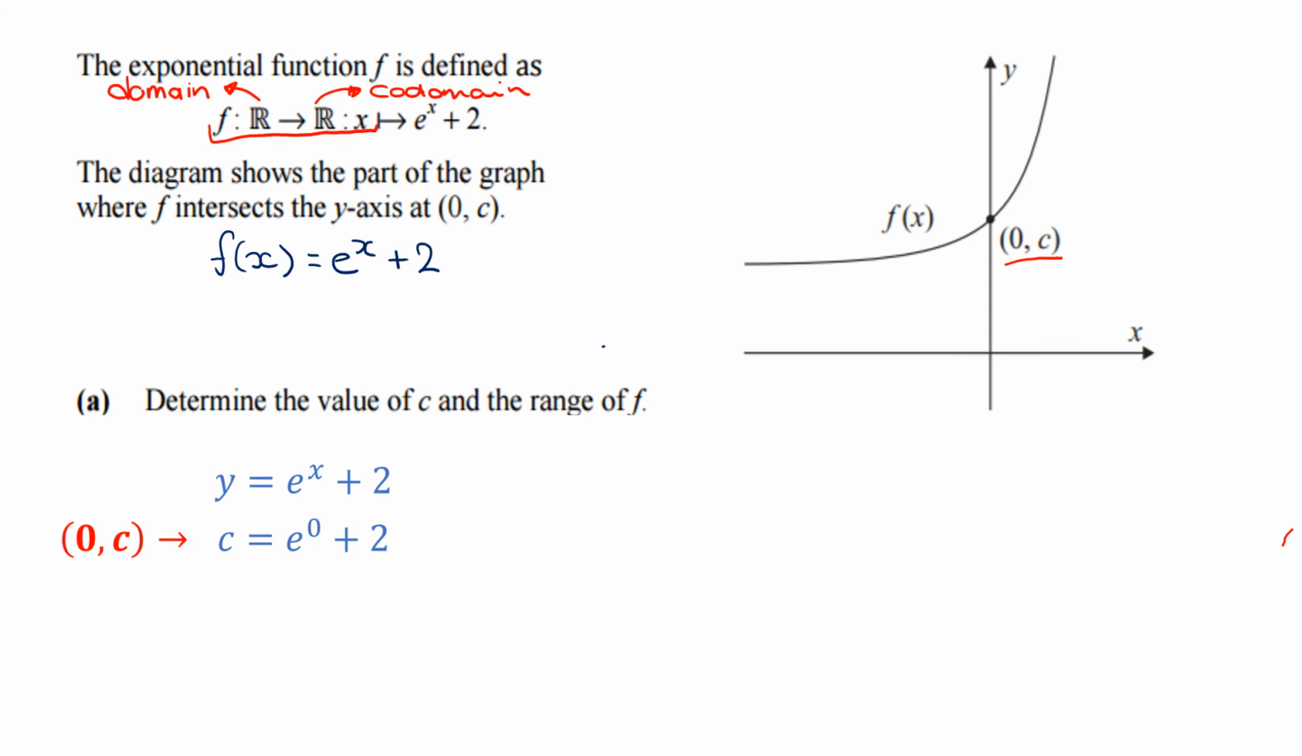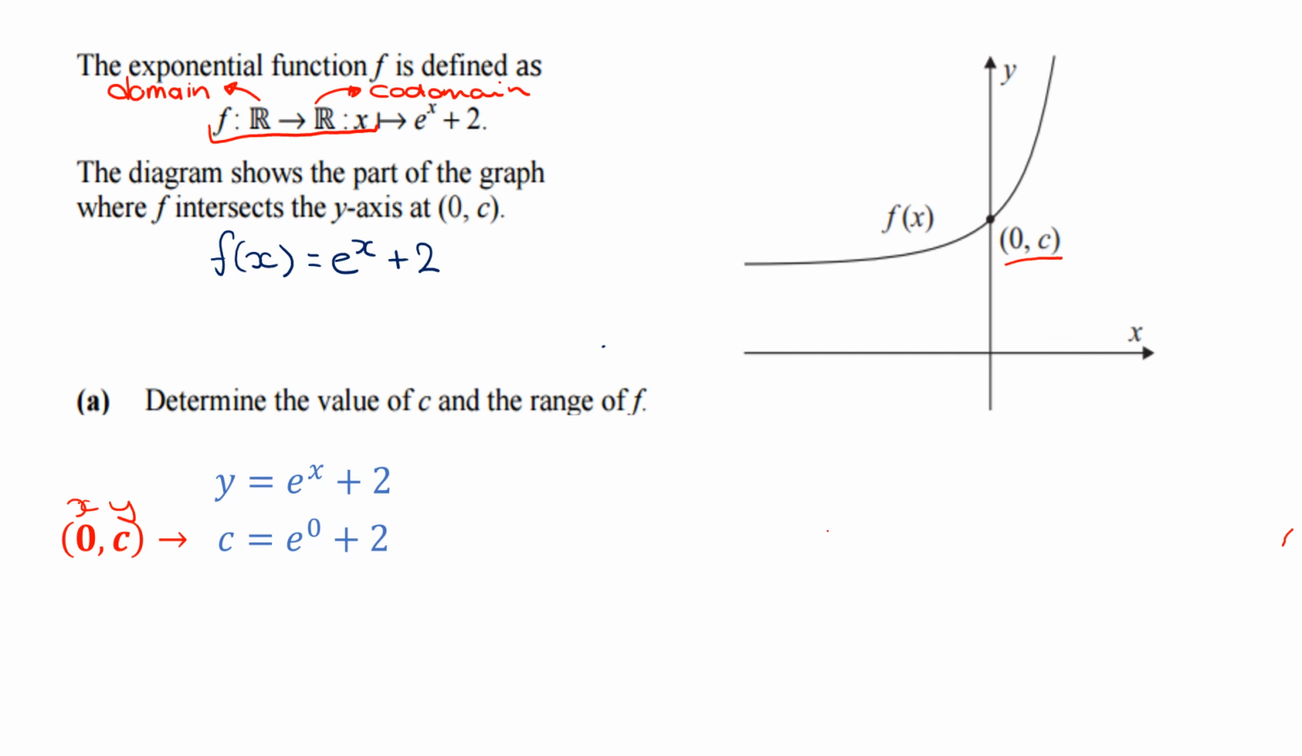So we want to find c, so the y value, when x is 0. So that becomes c equals e to the power of 0 plus 2. So we're subbing in for x and we're subbing in for y. That's now created a little equation: c equals e to the power 0 plus 2.